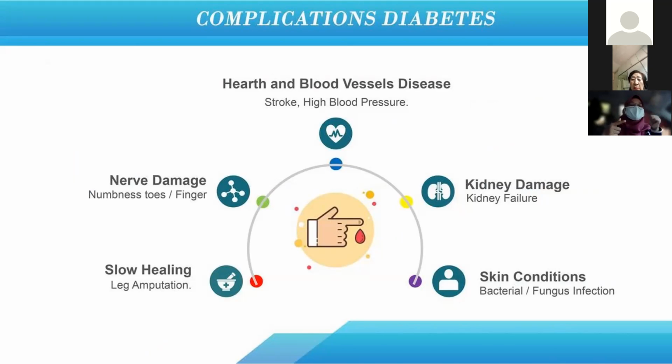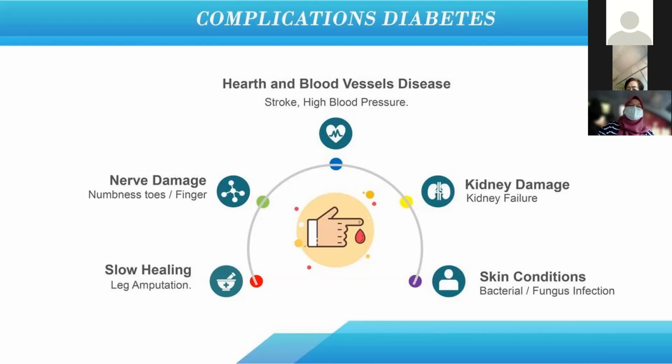So the first one is slow healing. Okay, as you all know, sometimes diabetic patients have wounds, sometimes on the hand, on the legs. The wound is not recovering because they have a slow healing process, because their immune system is not so good. So that's why they have slow healing. Then as a last resort, the doctor will do leg amputation. That means they're cutting the legs. All right. And the next one, nerve damage.